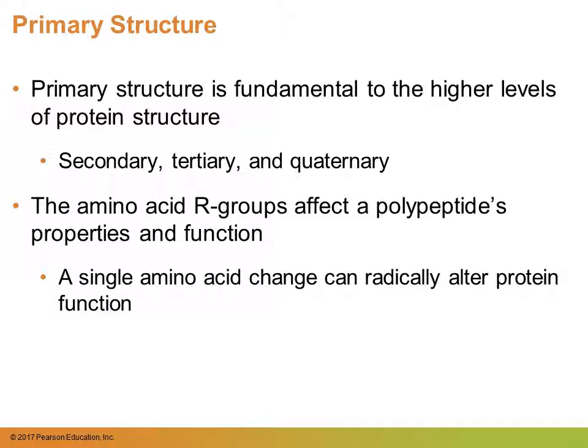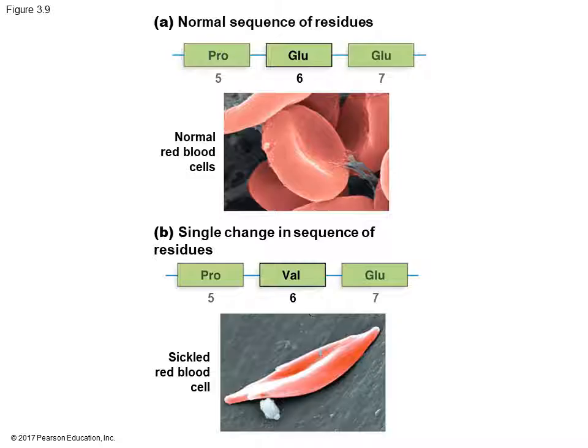It says here a single amino acid change can radically alter protein function. The classic example is sickle cell anemia. So in the upper part of the slide, you see a normal red blood cell, and this is associated with glycine, or the 6th amino acid in a chain. But notice there's a mutation in part B. Instead of glycine, you see VAL for valine. And notice what it's done to the red blood cell. Instead of looking like a frisbee, now it looks like a sickle. And because of the sickle shape, it's not able to hold enough oxygen.